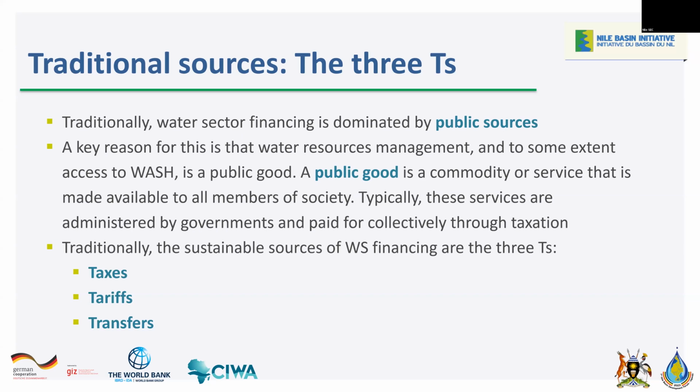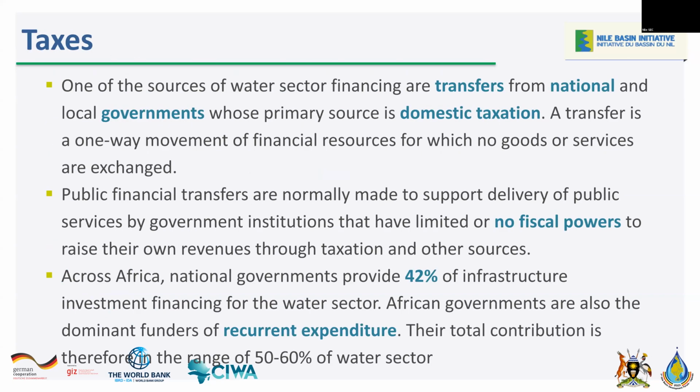In the water sector, traditionally, it is considered that to have sustainable financing, you need to take care of three principal sources, and they're called the 3 T's. The first is taxes, the second T is tariffs, and the third T is transfers. We'll look at those traditional sources.